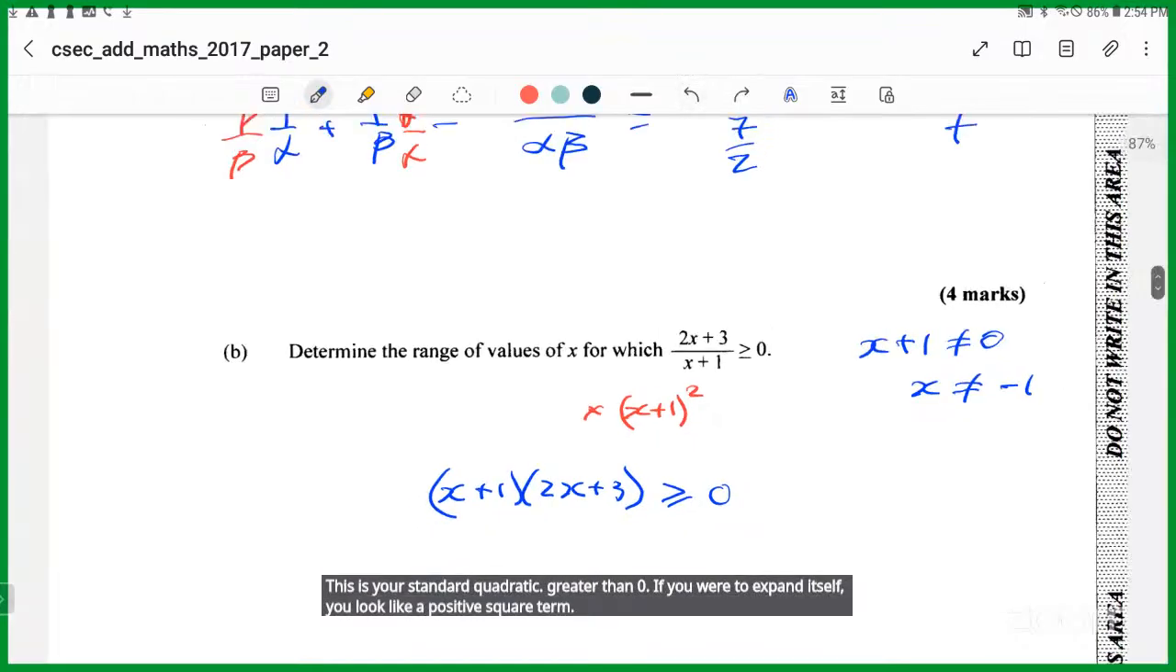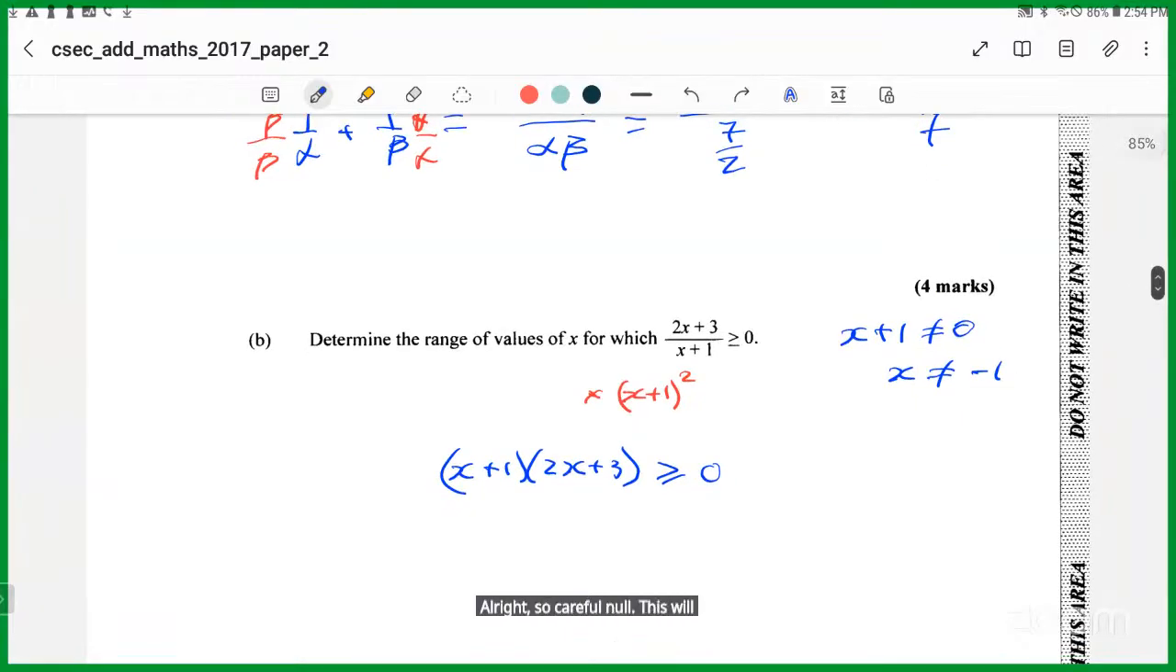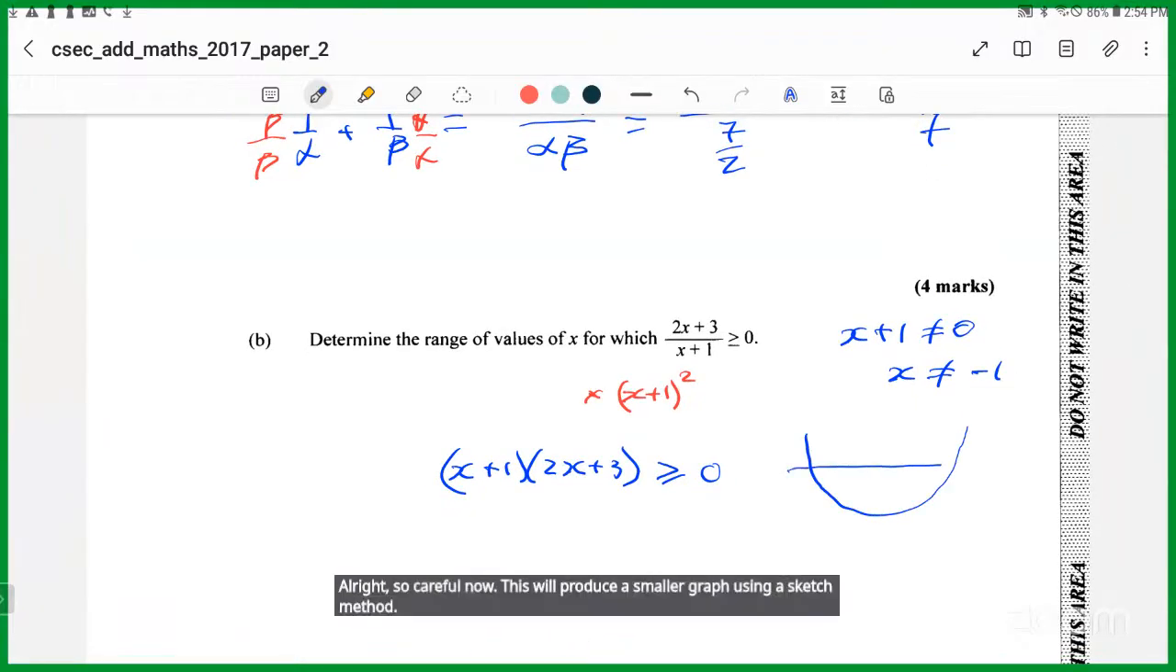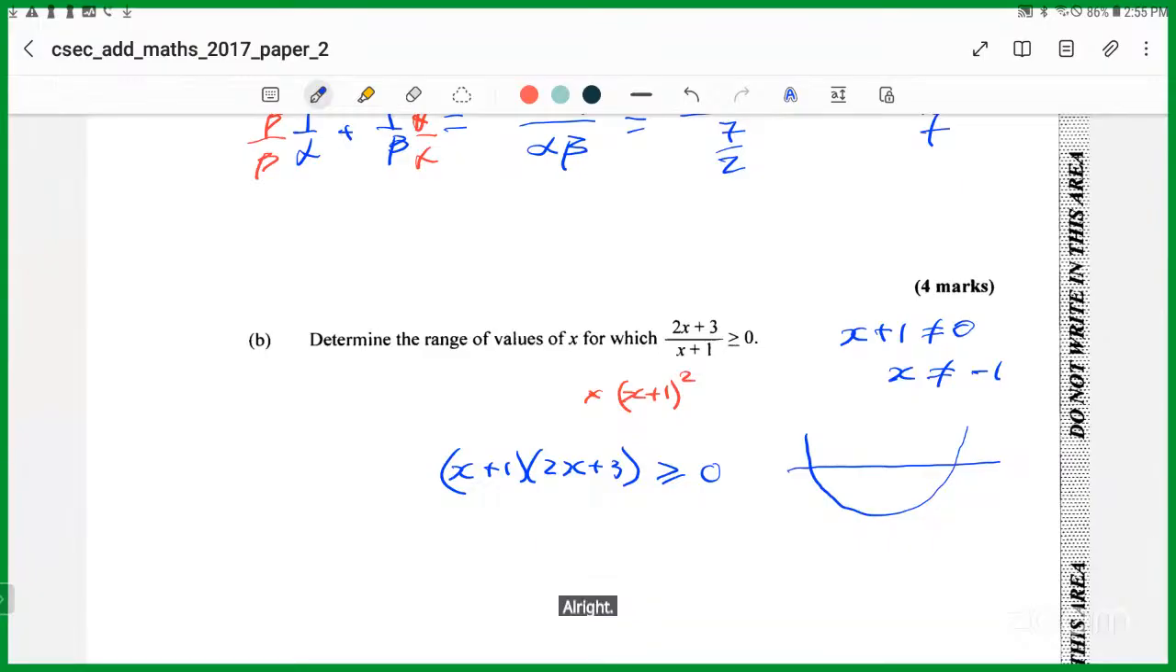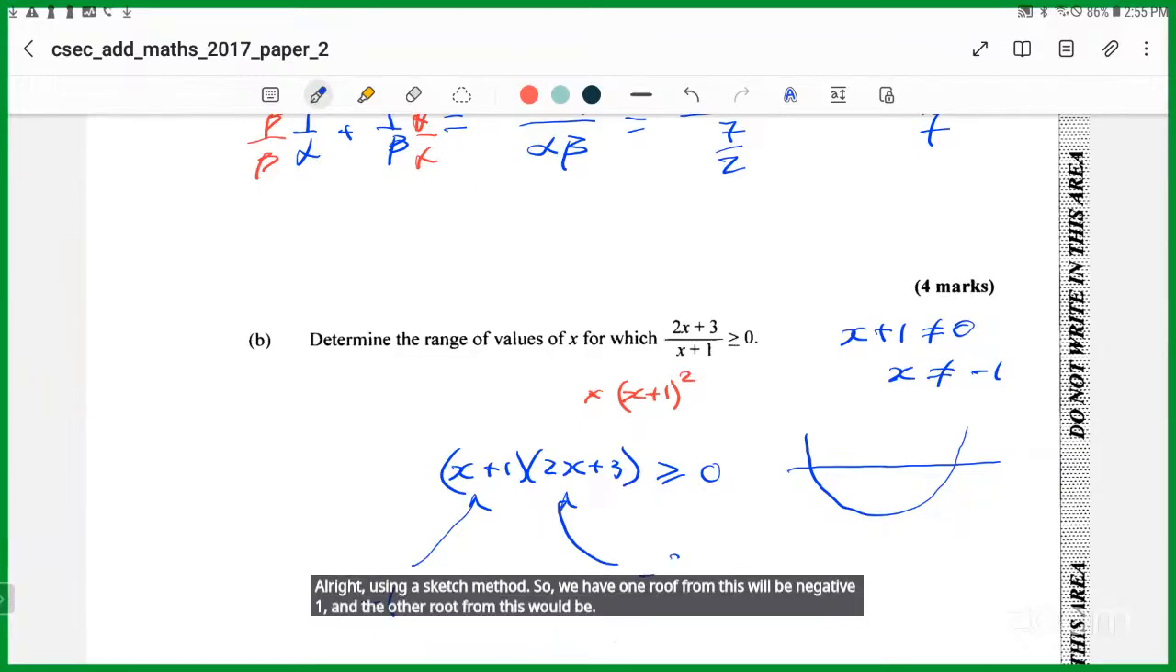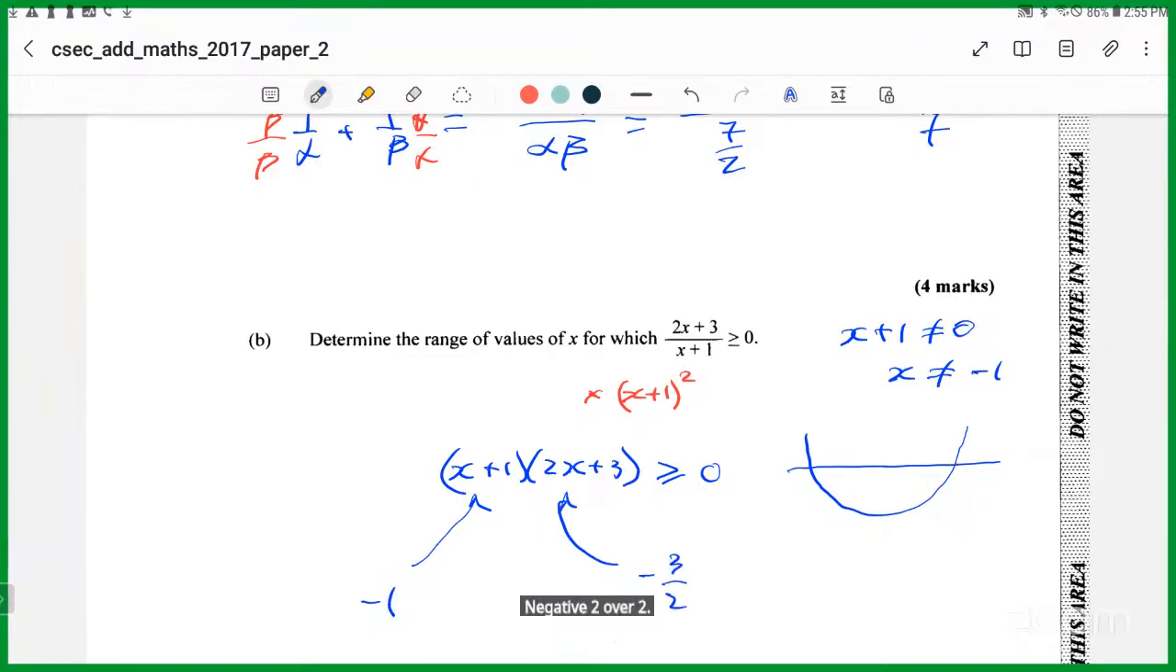Alright? So careful now. This will produce a smile graph using the sketch method. We have one root, which will be negative 1, and the other root would be negative 3 over 2. You have to realize that negative 3 over 2 is less than negative 1. Negative 3 over 2 comes on the left side and negative 1 goes on the right side. Be careful. You cannot put the negative 1 here. So it goes here.